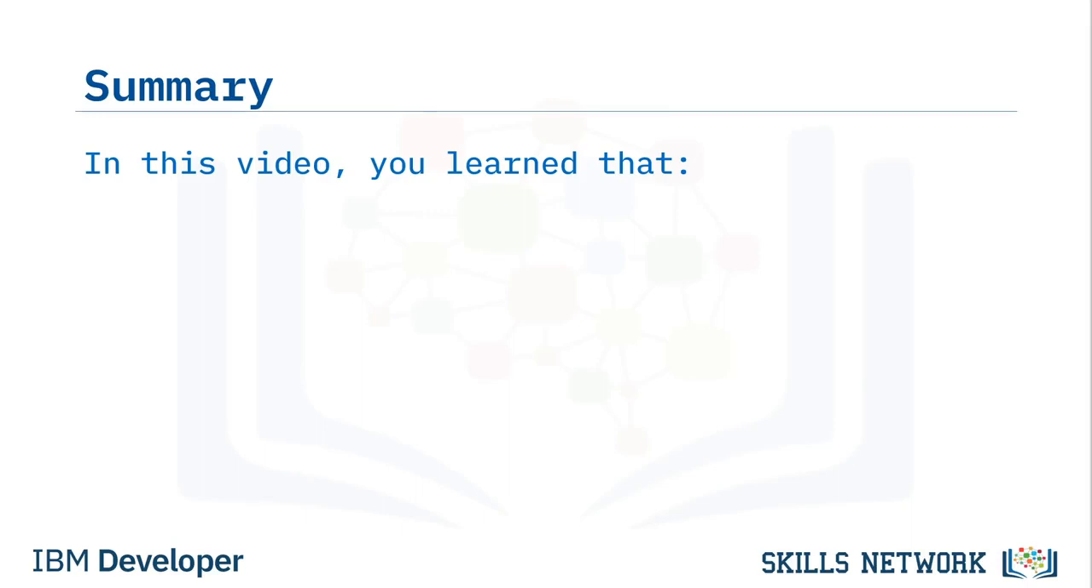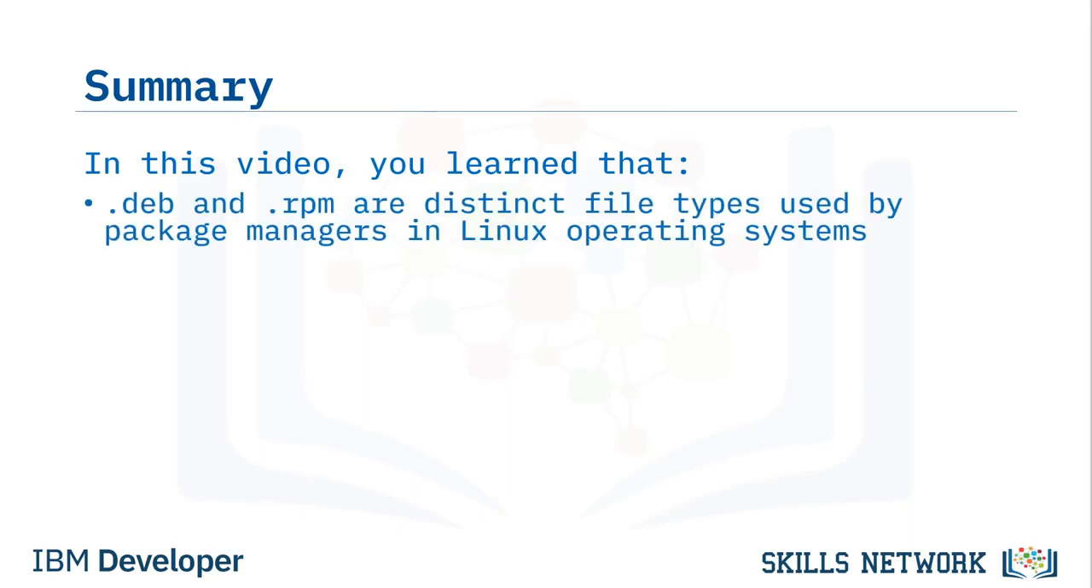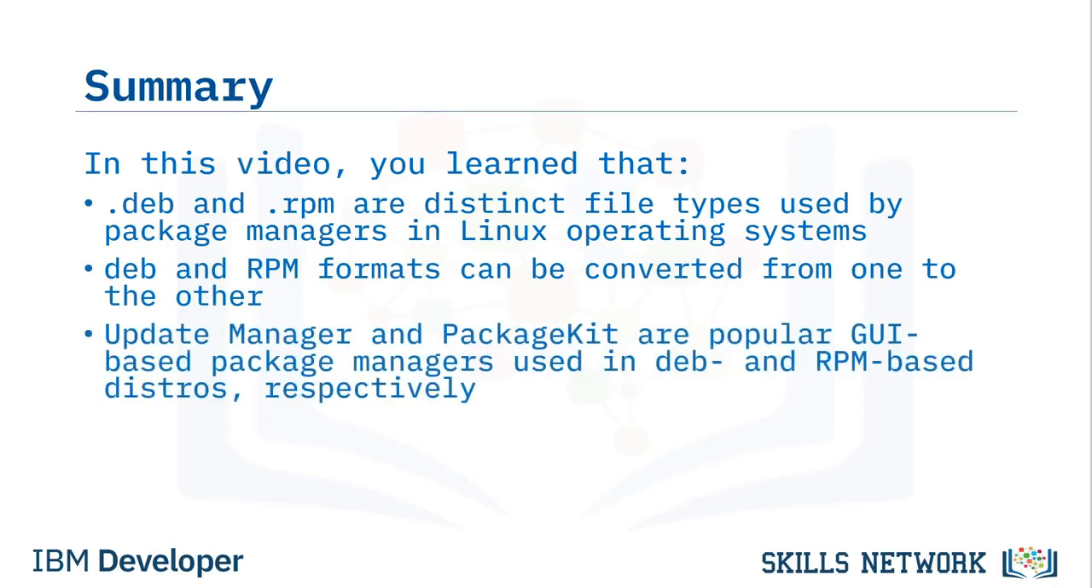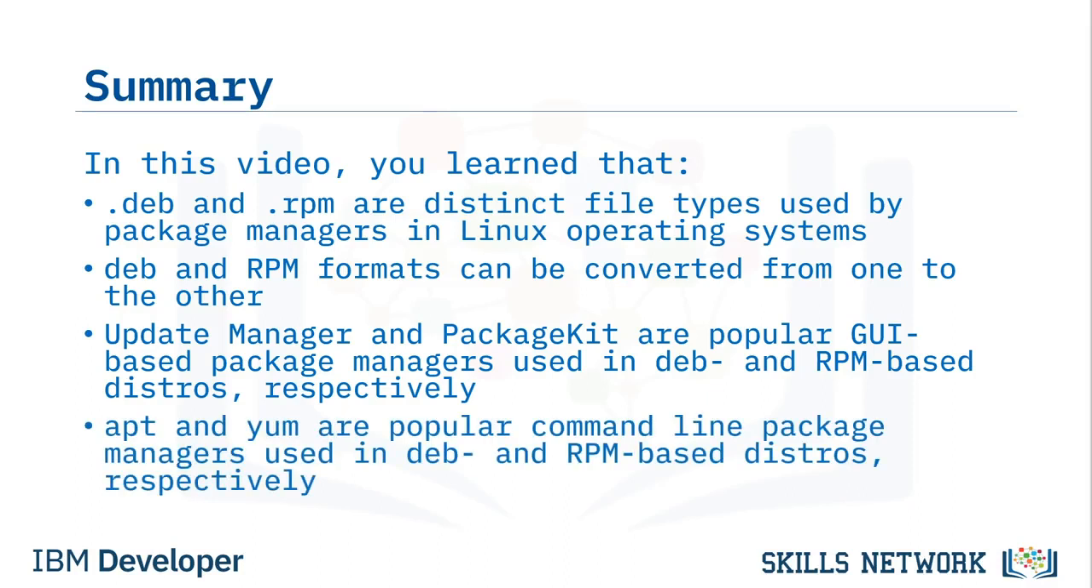In this video, you learned that .deb and .rpm are distinct file types used by package managers in Linux operating systems. Deb and RPM formats can be converted from one to the other. Update Manager and Package Kit are popular GUI-based package managers used in Deb and RPM-based distros, respectively. And apt and yum are popular command line package managers used in Deb and RPM-based distros, respectively.